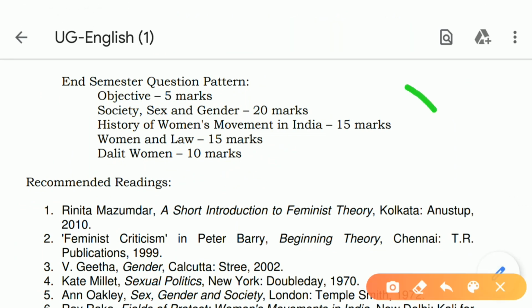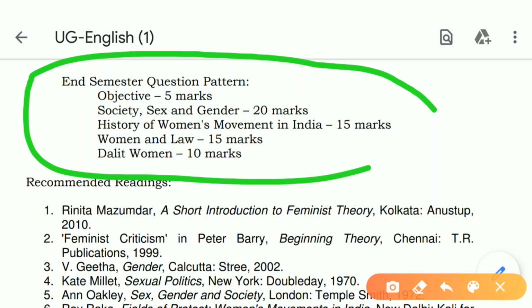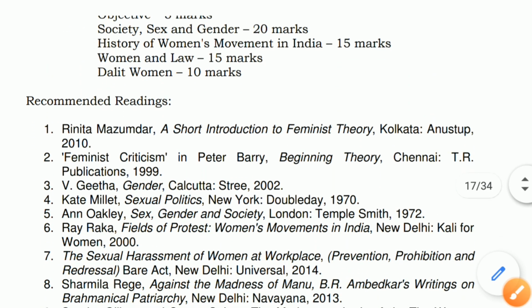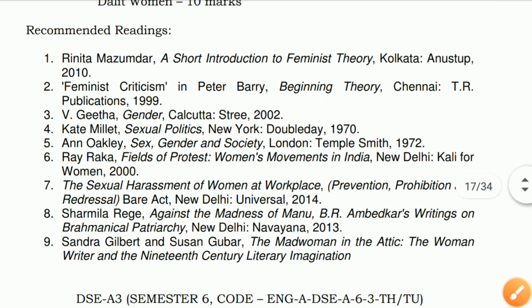In DSE B2, the end semester question pattern is 5 marks objective, then society, sex and gender: from this section you will have to attempt 20 marks, and then 15 marks from history of women's movement in India, and women and law. From this section you have to attempt 15 marks, and Dalit women 10 marks. So this is basically the end semester question pattern. And if you would like to go for further reading, this is the recommended reading list provided by the Board of Studies of English Literature of the University of Calcutta that you can find on your screen.